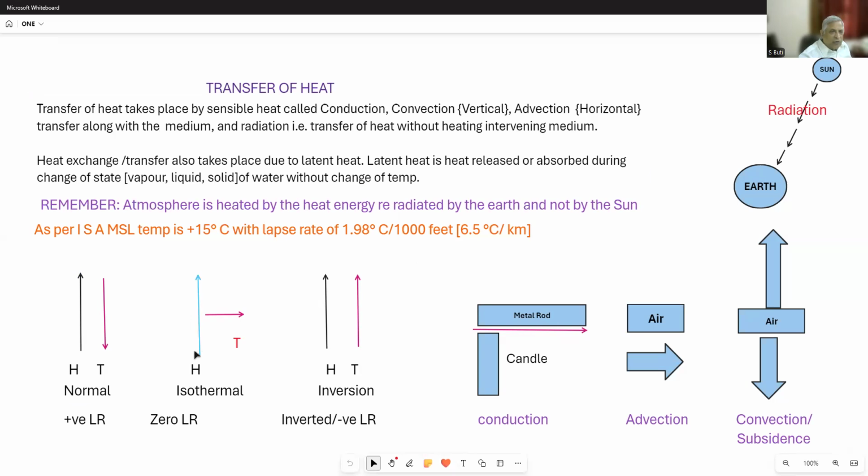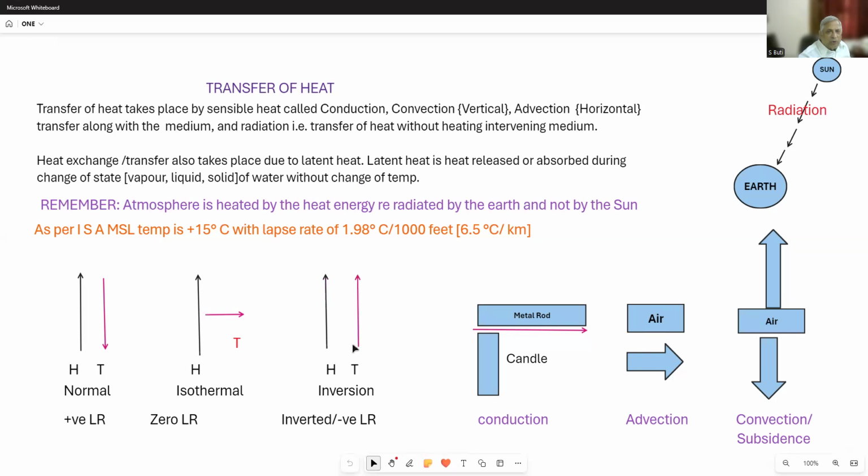There are layers of air in which when you climb, the temperature remains the same, constant. That is known as an isothermal layer. We'll be reading about it later on. For example, the tropopause. Then there are layers of atmosphere in which as the height increases, temperature also increases.